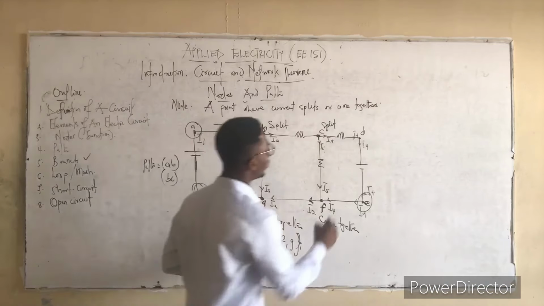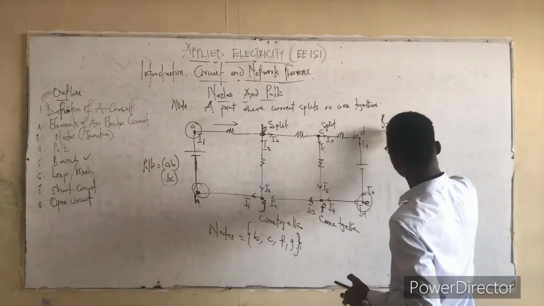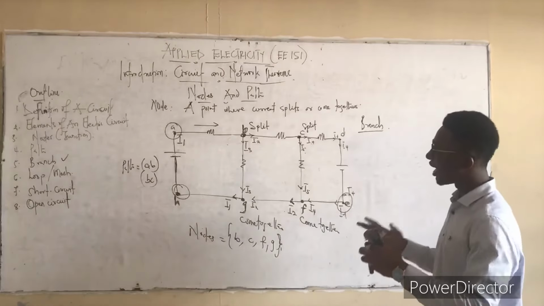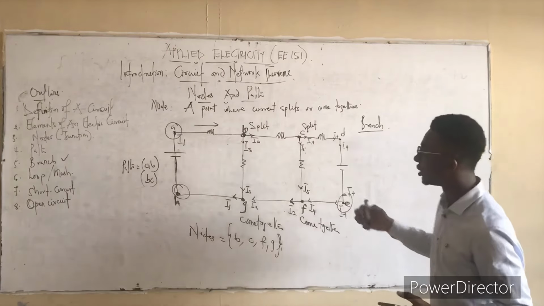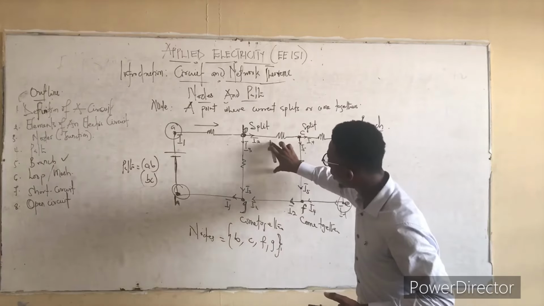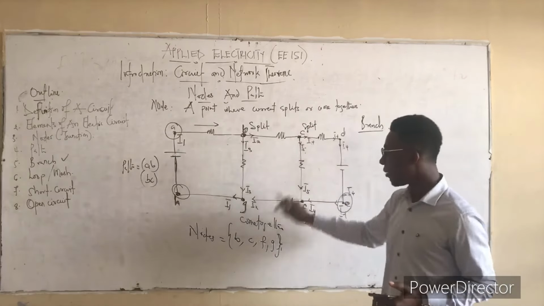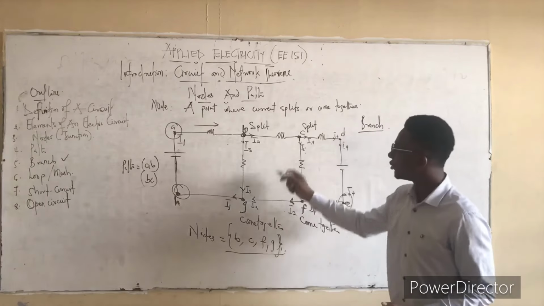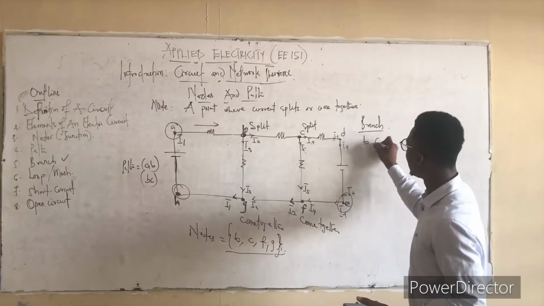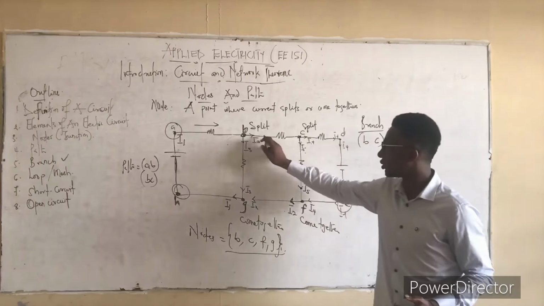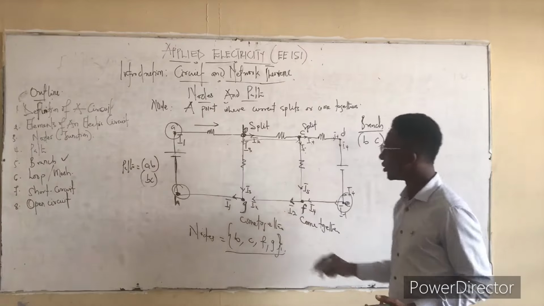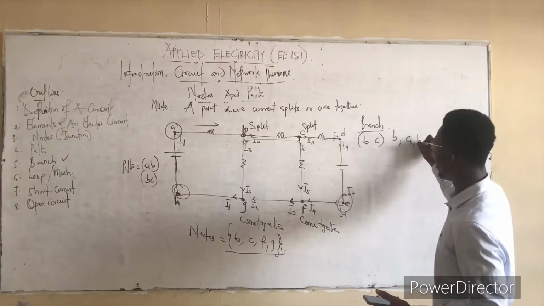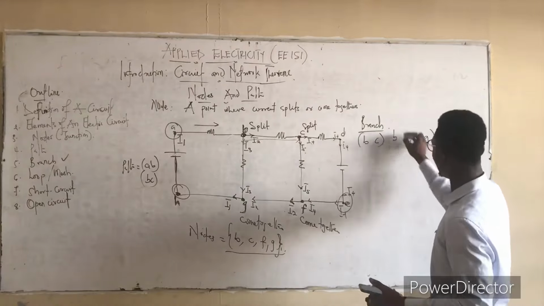Now, let's go to what a branch is. From this very circuit, a branch is simple. A branch is a connection or a path between two nodes. So if you want to identify a branch on this particular circuit, how many nodes did we identify here? 4. So any connection between two of these nodes is a branch. So we can have B, C, which is a branch because it's a connection between these two nodes. We can have B, A, H, and G. It is also a branch.